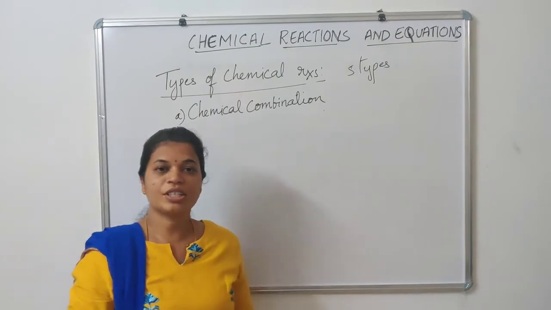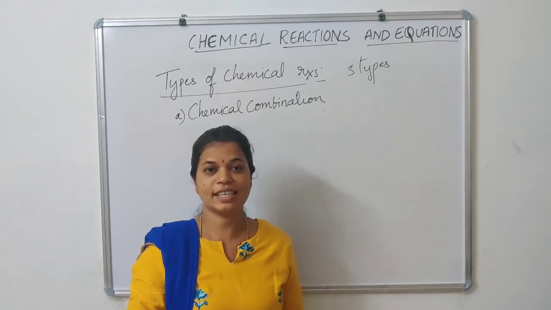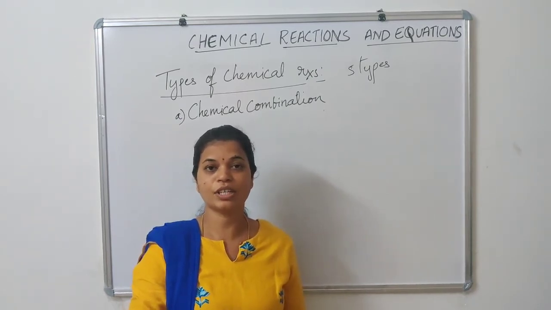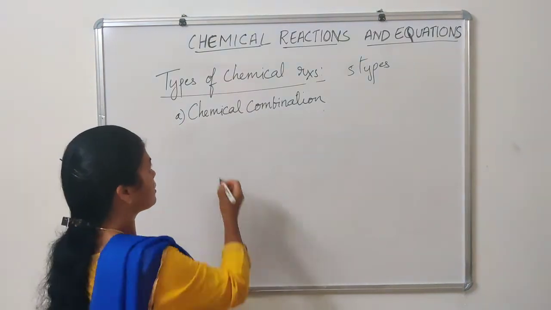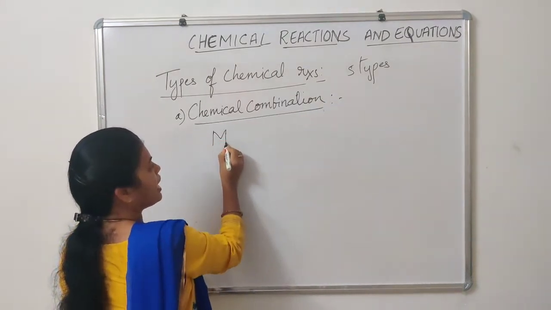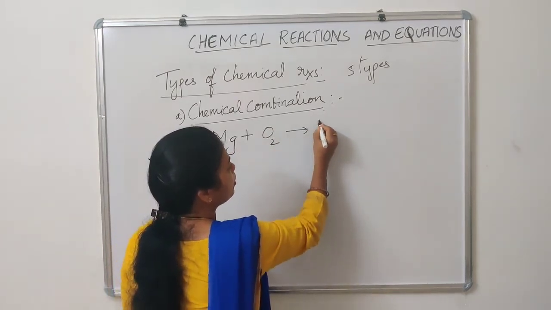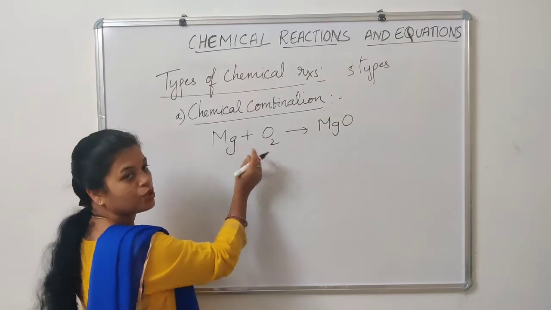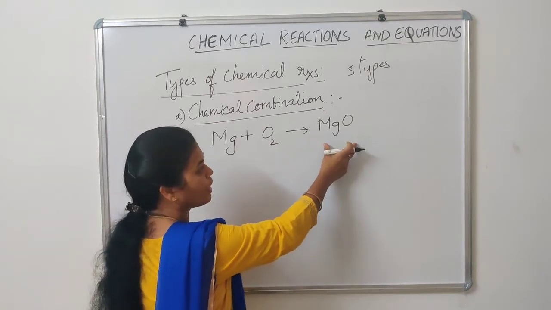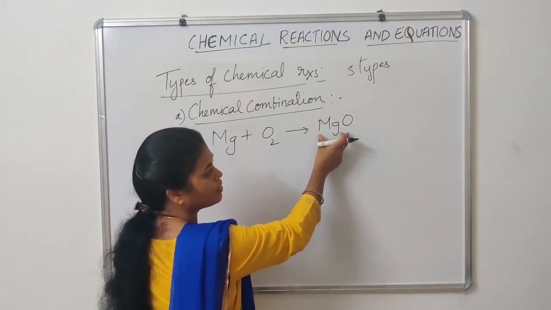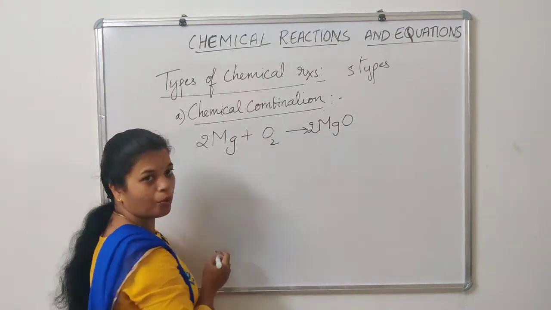In reaction, the name itself says that when two or more elements chemically combine together to form a new compound, it is called chemical combination. Let us consider some examples. As we discussed earlier, burning of magnesium, Mg plus O2 gives magnesium oxide. Here two elements, magnesium and oxygen, chemically combine to form a new compound called magnesium oxide. When we balance it, 2Mg plus O2 becomes 2MgO.